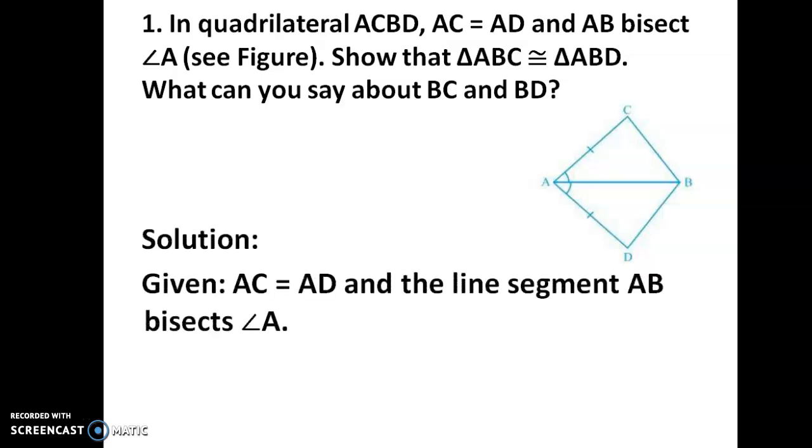So solution. First write the given. What is given? AC is equal to AD, that is given in the question. And also the line segment AB bisects the angle A. So this line AB bisects this angle, so this half is equal to the other half. Bisect means it is going to divide into two equal halves. Then we need to prove that triangle ABC is congruent to triangle ABD.